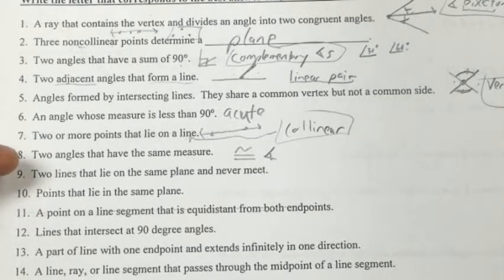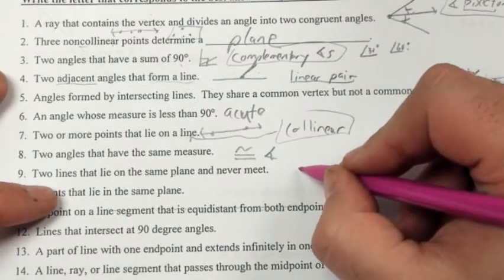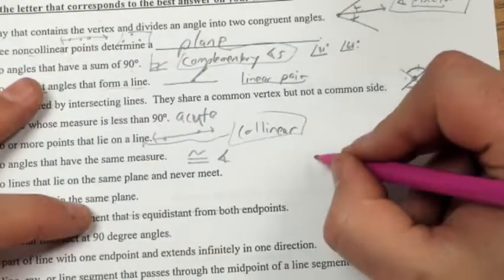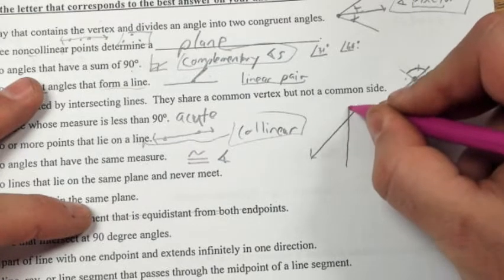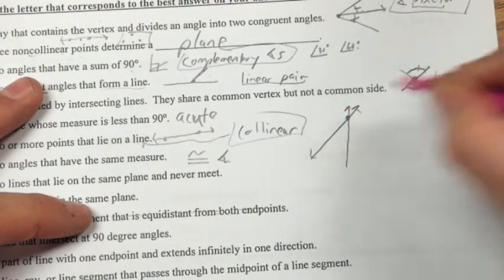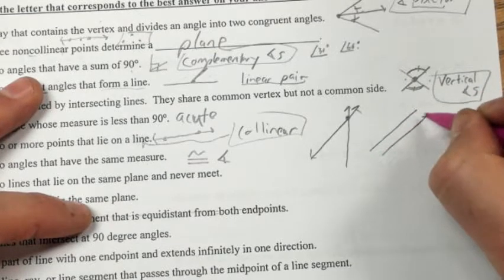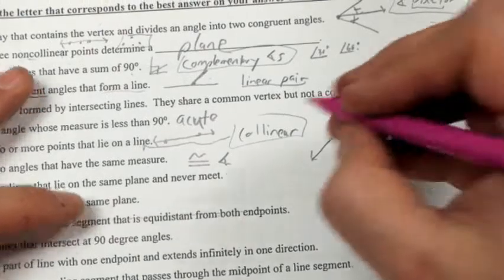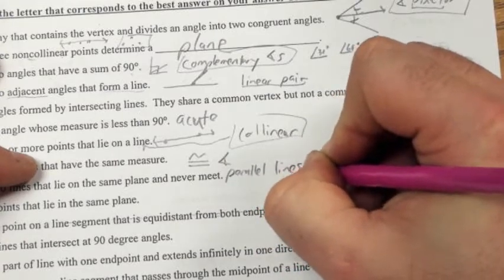Number 9, 2 lines that lie on the same plane and never meet. Well, let's just use our paper here as our plane. If this line and this line come in together, they meet there, that's not what we're talking about. We have to have 2 lines that truly run without touching, and the only way that's going to happen is if the 2 are parallel to each other. So this will be parallel lines.